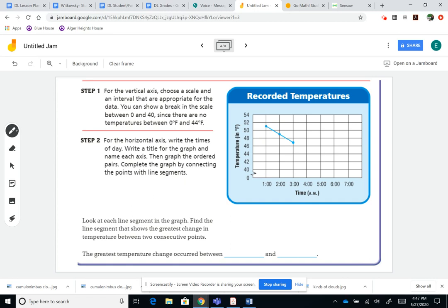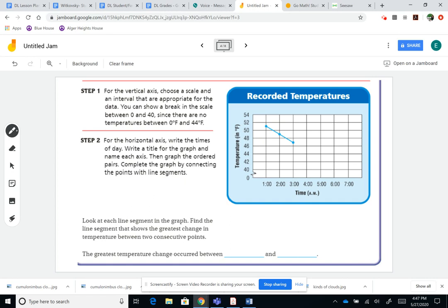Okay, so it says step 1. For the vertical axis, choose a scale and an interval that are appropriate for the data. You can show a break in the scale between 0 and 40 since there are no temperatures between 0 and 40. Step 2, for the horizontal axis, write the times of the day, write a title for the graph and name each axis, then graph the ordered pairs. Complete the graph by connecting the points with line segments.